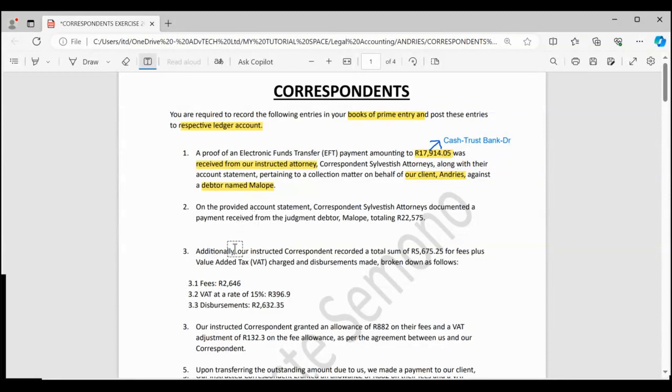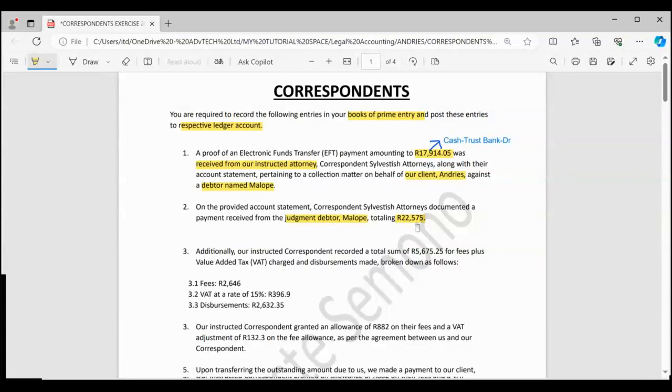Number two, on the provided account statement, our correspondent documented a payment received. In other words, this amount was received from a debtor by the name of Malope. So it's different from this one. This is what we got as real cash. But all in all, the correspondent managed to collect 22,575. This means that this amount was collected on behalf of the client.